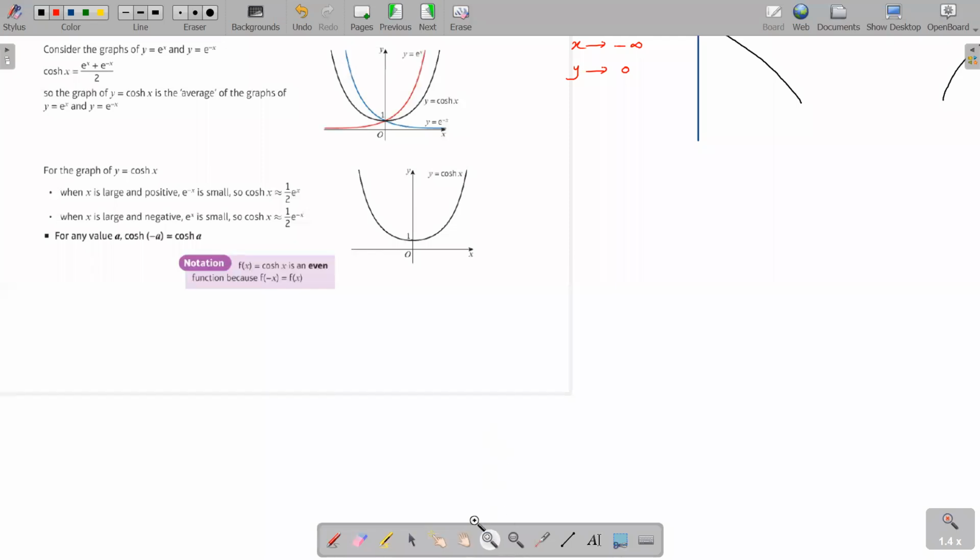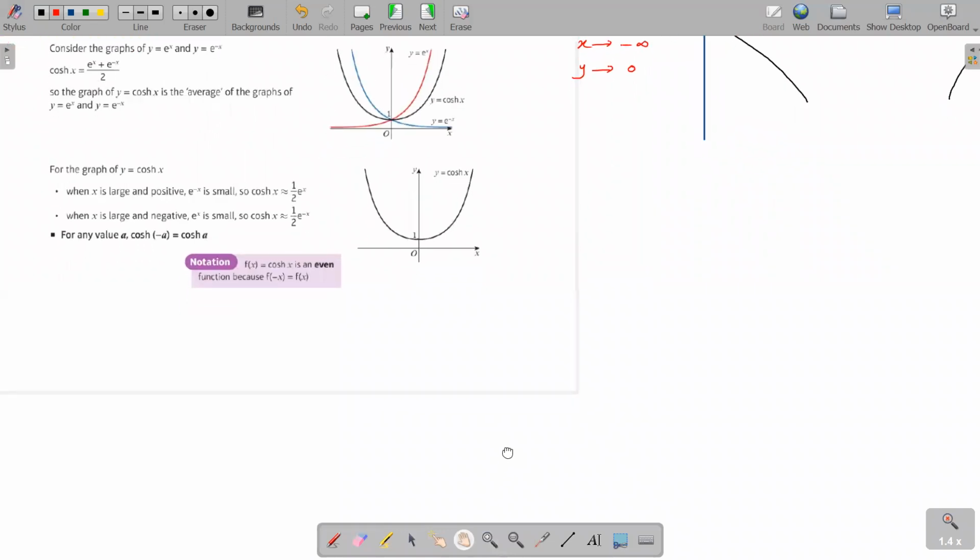All right, guys, we'll move on to the next graph. We're going to discuss the graph of cosh. Cosh x is (e to the power x plus e to the power minus x) divided by 2.